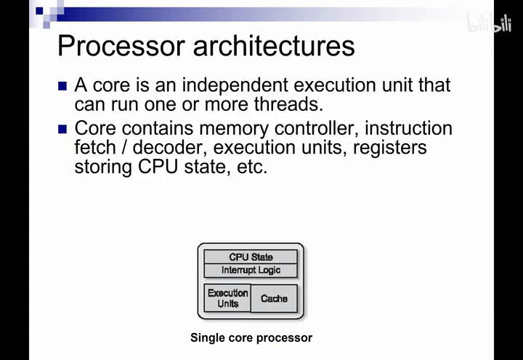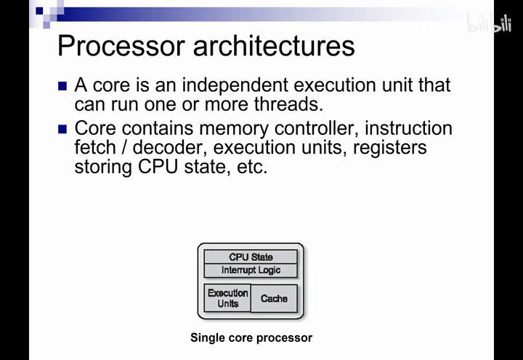Now we've talked about the performance of a single processor. Now let's look at how to combine multiple processors into a larger computer. So we're looking at the next level in the parallelism hierarchy. We're going to look at different processor architectures.